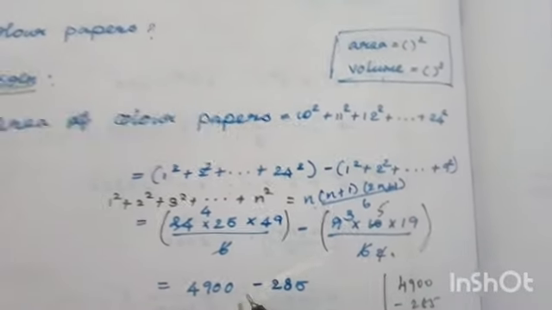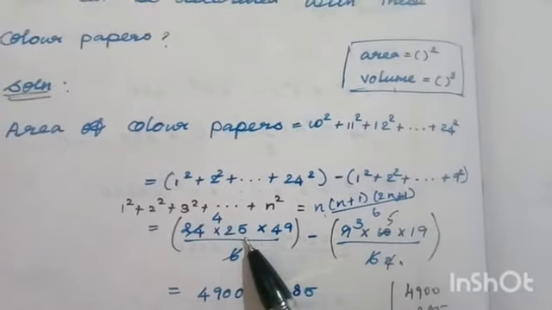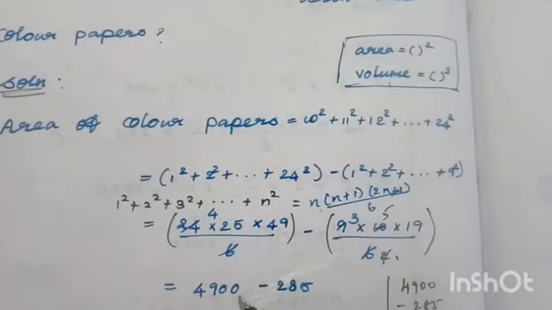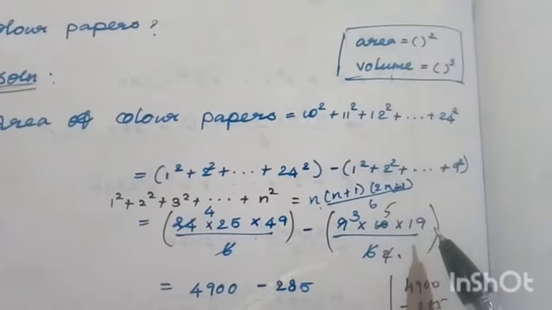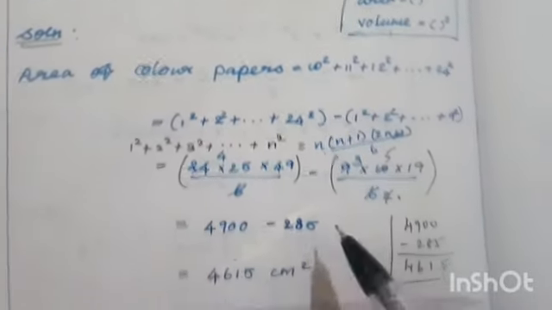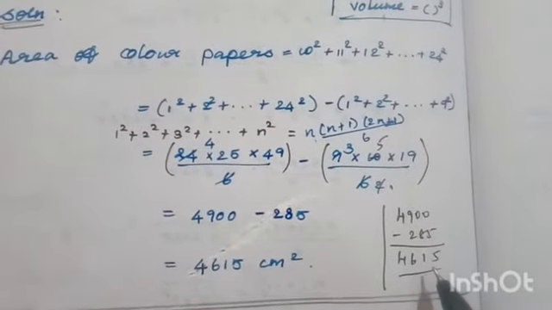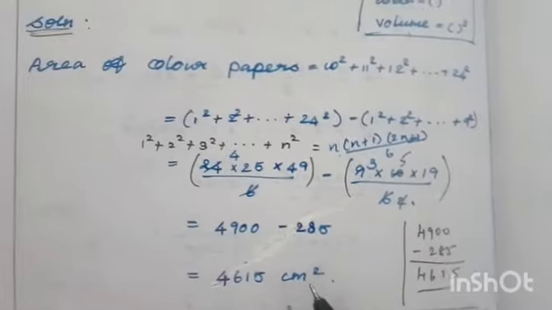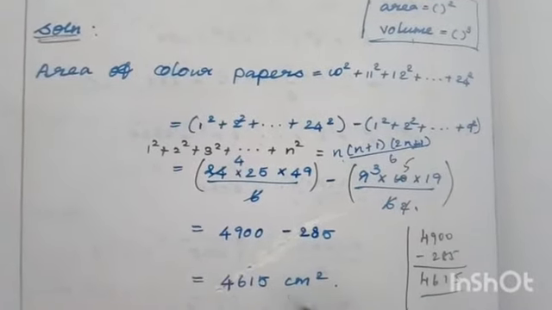So it is 4900. You have to multiply 4 into 25 into 49, that is 4900. 3 into 15 into 19, that is 285. You have to subtract these two, you get the answer 4615 centimeters square. They asked area, so we have to use the unit.